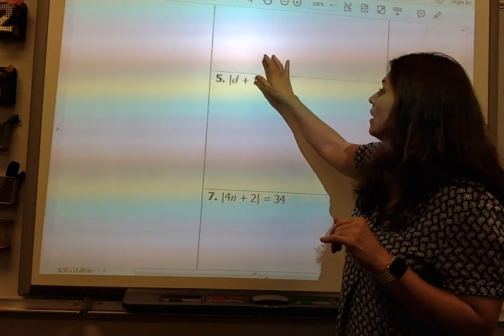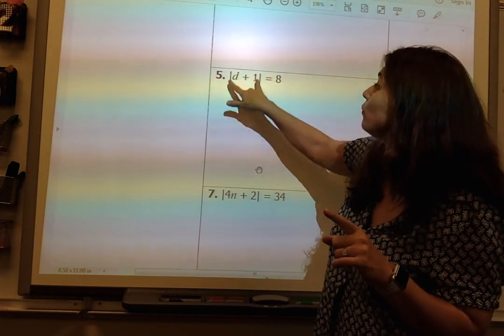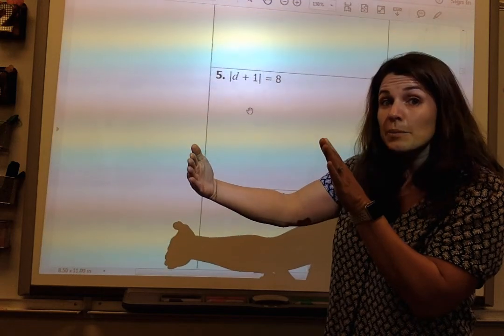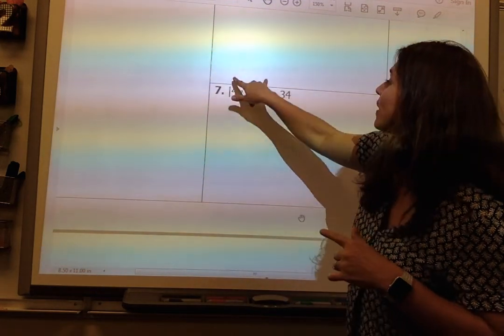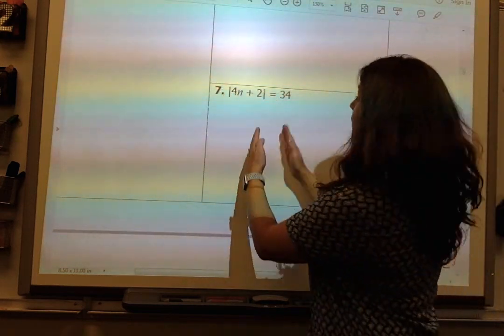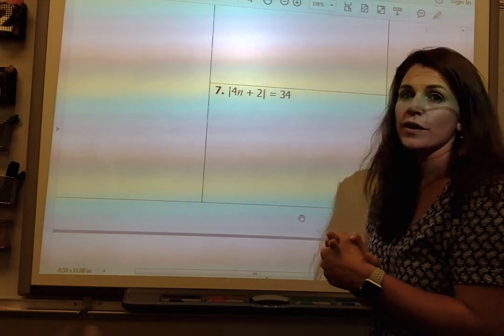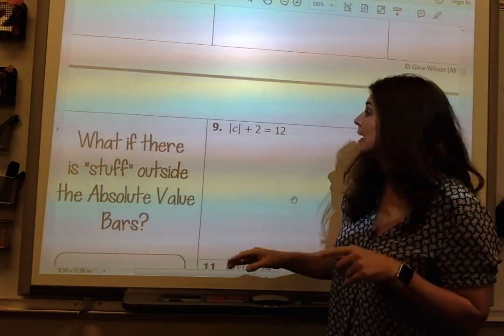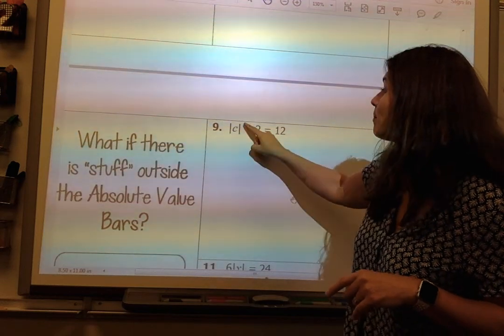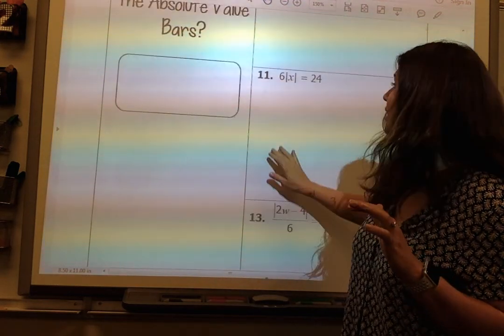We're isolated. Number 5, even though it's a binomial, my absolute value brackets, D plus 1, are isolated and 8's on the other side. Number 7, it is still isolated. This absolute value bracket is still by itself and 34 is on the other side. Number 9, not isolated. Here I have the absolute value of C, but I've got this constant term, this plus 2 going on, making it not isolated.